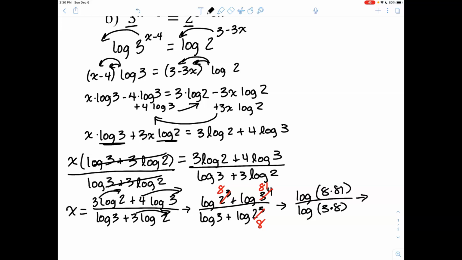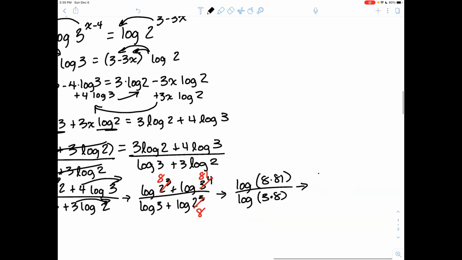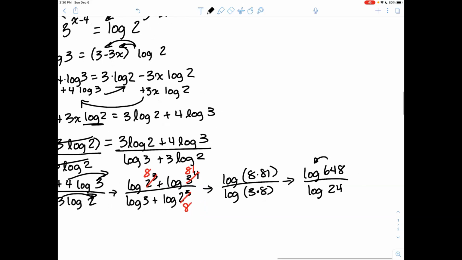Let me get my calculator. 8 times 81. Yeah, that's 648. So that would be the log of 648 over the log of 24. Again, you can't simplify 648 over 24 because 648 is a part of the log and 24 is a part of a log. So this would be your exact answer.